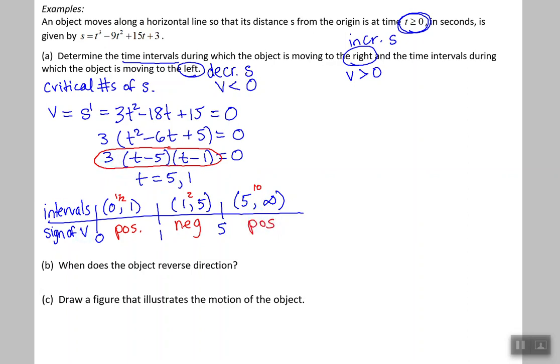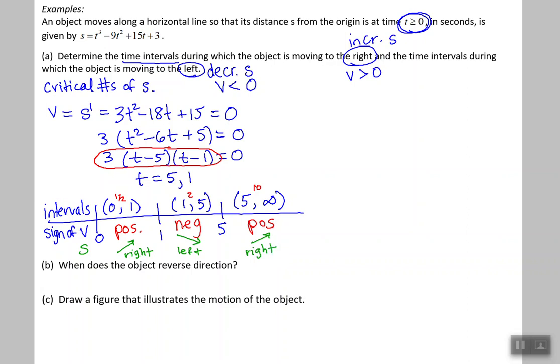So we see the sign of v, and we can use that to interpret what s, the position, is doing. If its derivative is positive, that means the position s is increasing, or rather moving to the right, because it's rectilinear motion, motion along a horizontal line. Then v is negative, so the position is decreasing, or rather the object is moving left, and then the derivative being positive means the position is increasing, or the object is moving to the right.